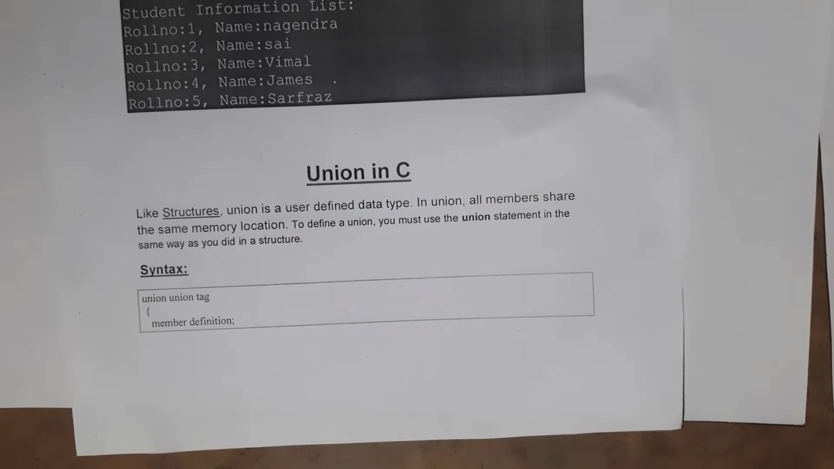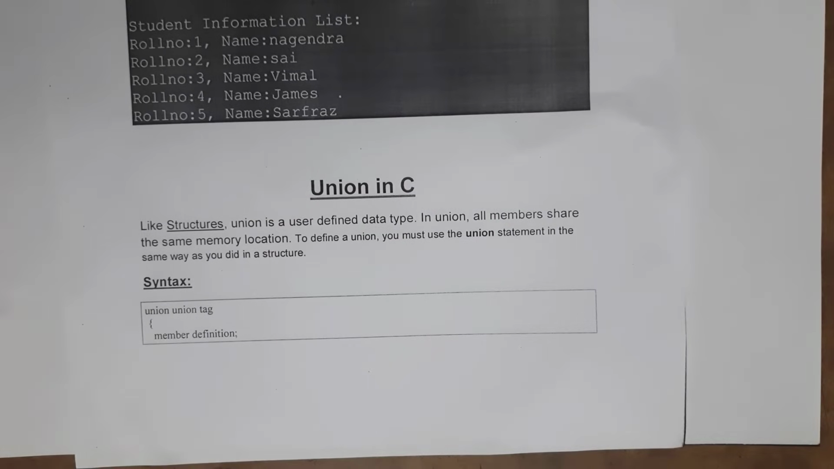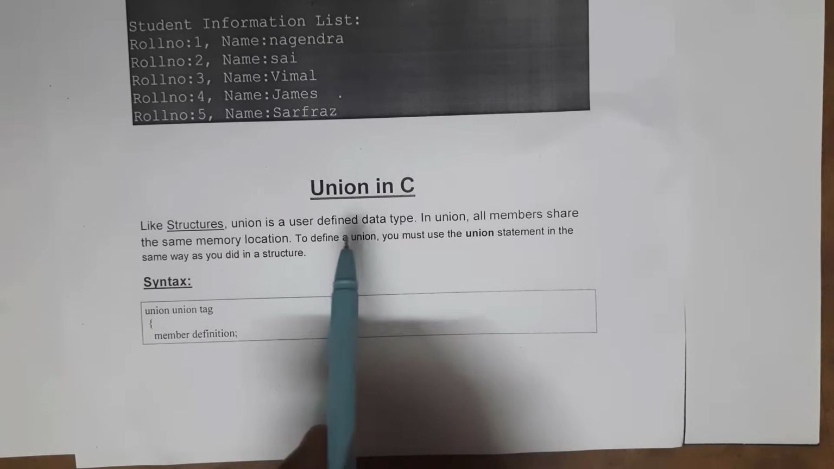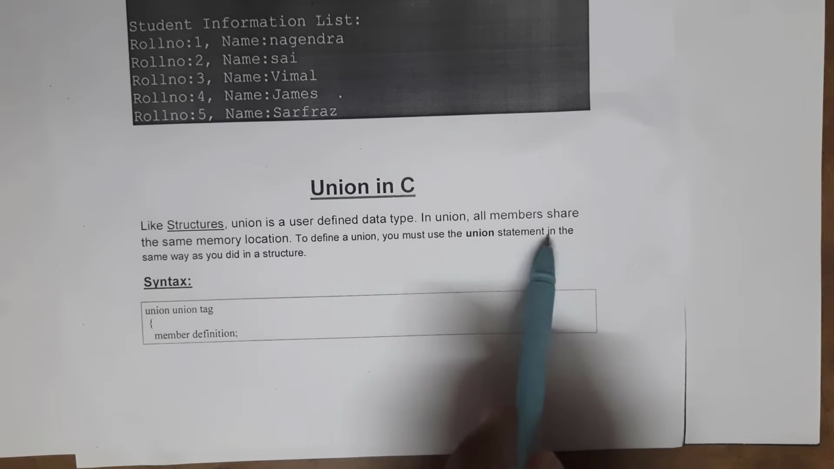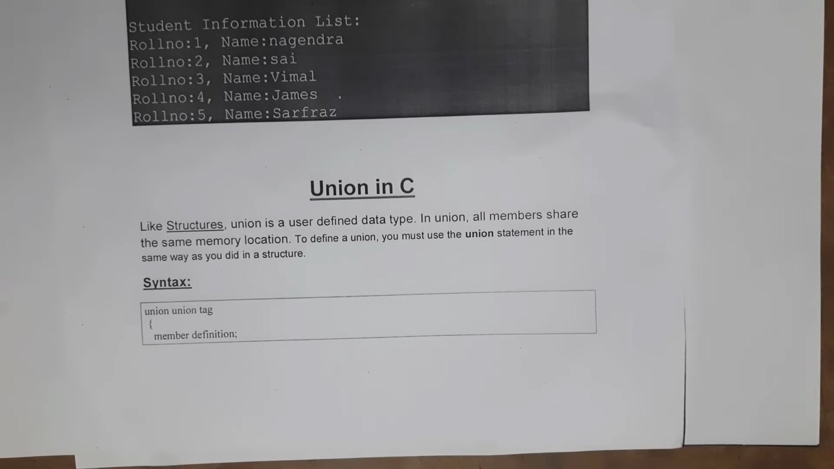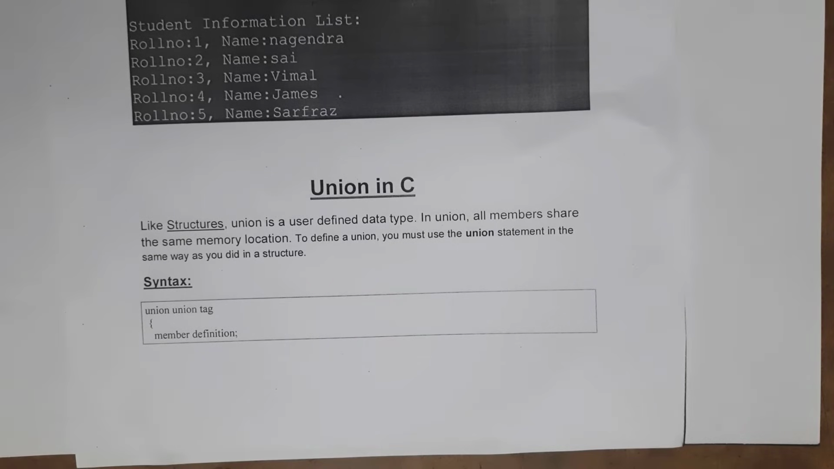Next topic is unions in C. Whatever the variables of different data types which we are including in this union, all members share the same memory location. To define a union, you must use the union statement in the same way as you did in structures. For structures, we use the struct keyword. For unions, we need to use the union keyword.